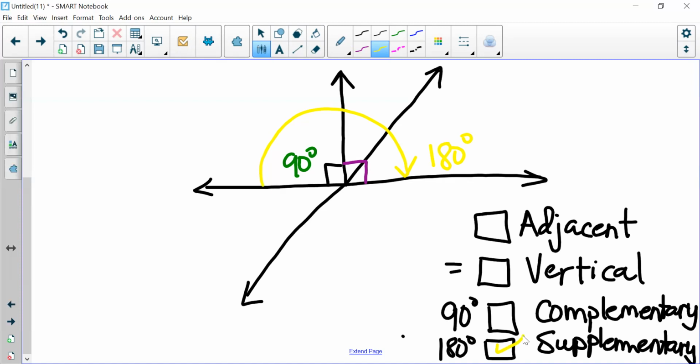If you don't, just draw it. It's fine if you just have the symbols and words. Y'all, let me change this 90 degree to purple so it'll match complementary.